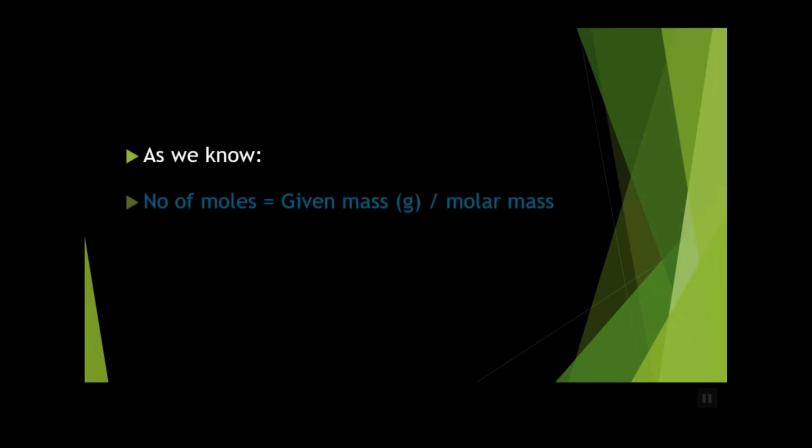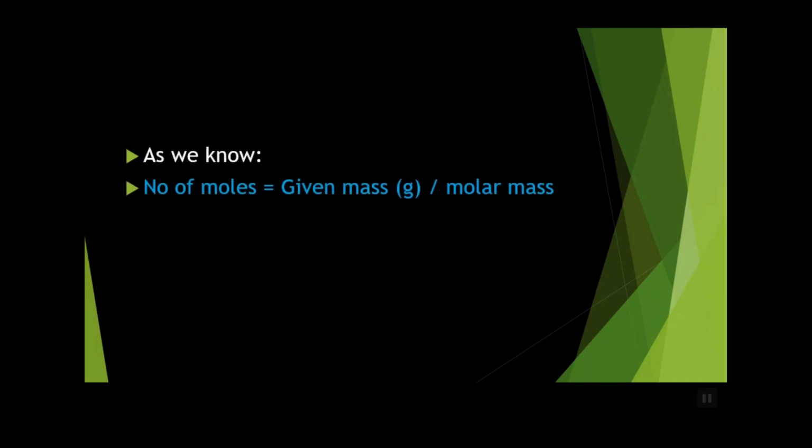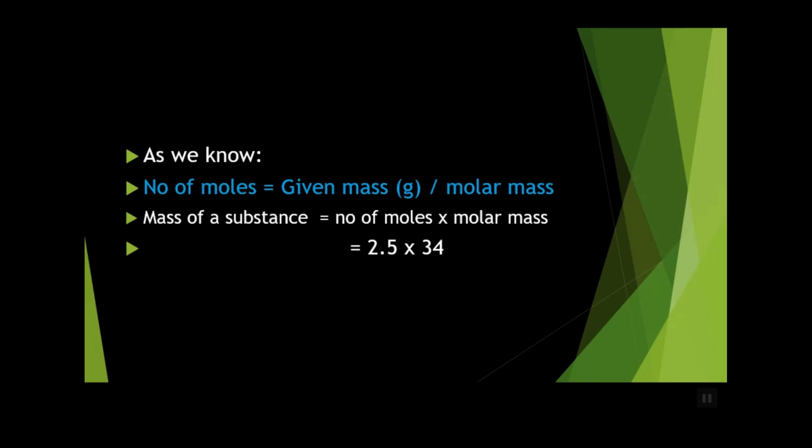And as we know, number of moles is equal to given mass, that must be in gram, divided by molar mass. And we have to find the mass. So mass of a substance is equal to number of moles multiplied by molar mass. After putting the given values, 2.5 into 34, 2.5 are the number of moles and 34 is the molar mass of H2O2, finally we get 85 gram of H2O2.